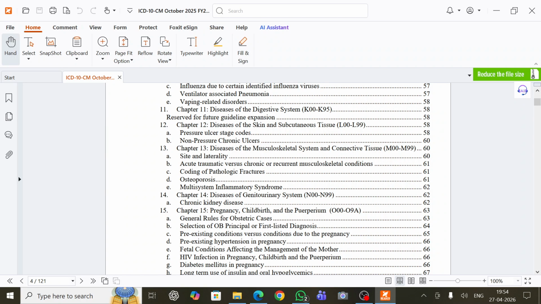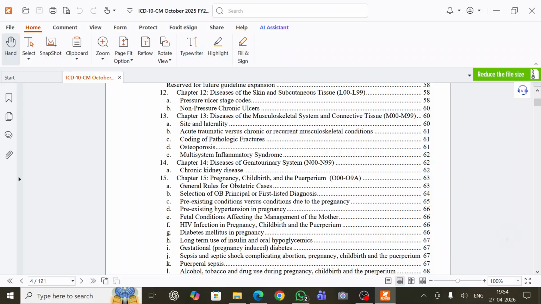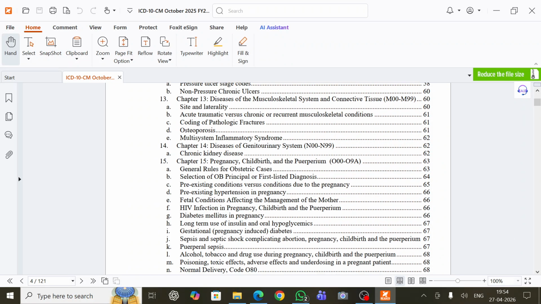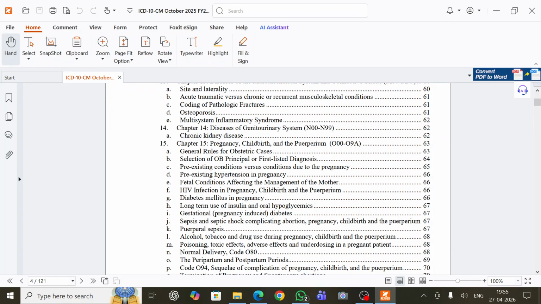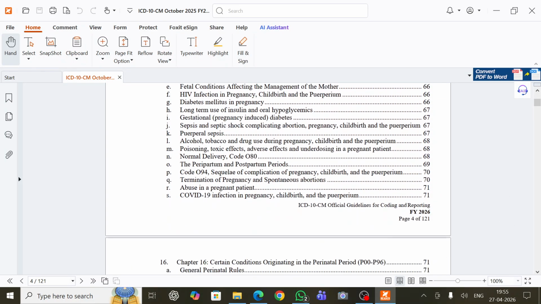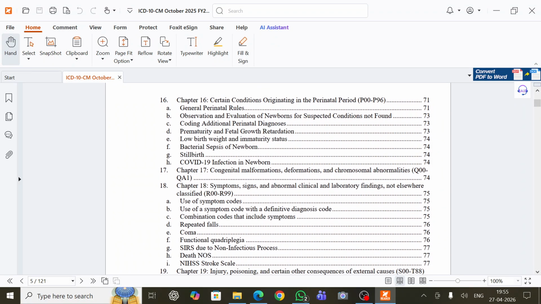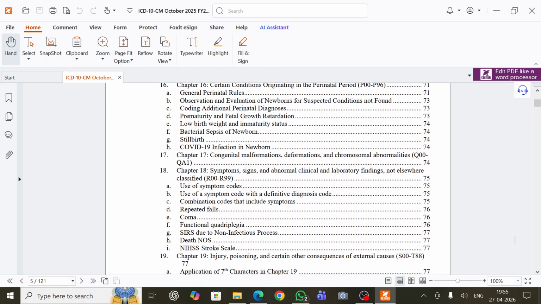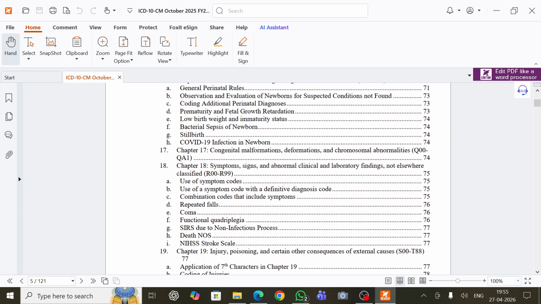Chapter 13, diseases of the musculoskeletal system and connective tissue. Chapter 14, diseases of the genitourinary system. Chapter 15, pregnancy, childbirth and the puerperium. Chapter 16, certain conditions originating in the perinatal period. Chapter 17, congenital malformations, deformations and chromosomal abnormalities. Chapter 18, symptoms, signs and abnormal clinical and laboratory findings, not elsewhere classified.